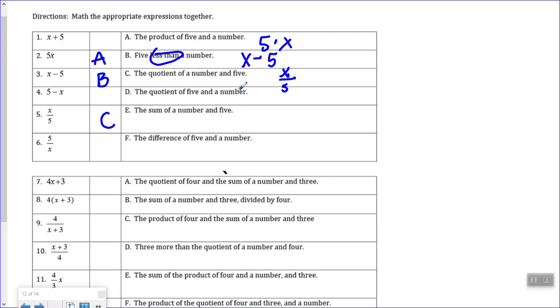The quotient of 5 and a number, again it's division, but 5 and number, which goes first? 5 goes first, so 5 over x. Do you see the difference? The number or variable that comes first goes to the top. So the answer is D. The sum of a number and 5, sum is addition, number and 5, x plus 5, it's number 1. The difference of 5 and a number, subtraction, 5 and a number, 5 minus x, so it is F.